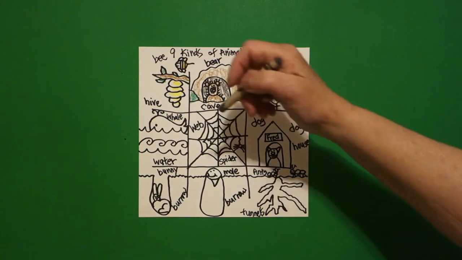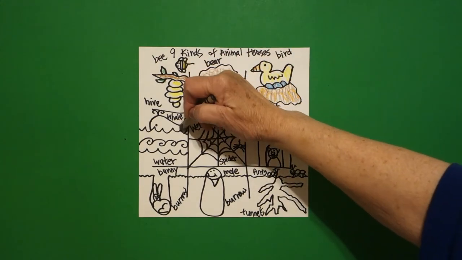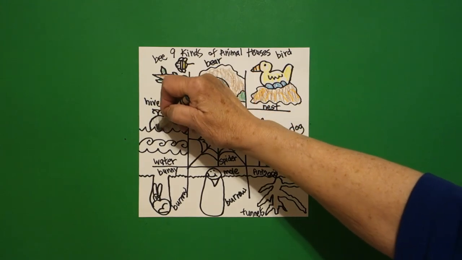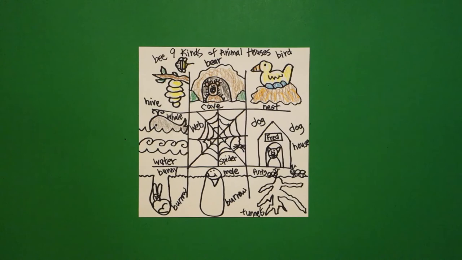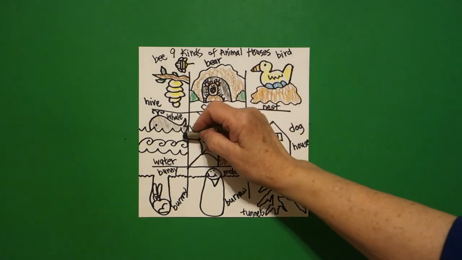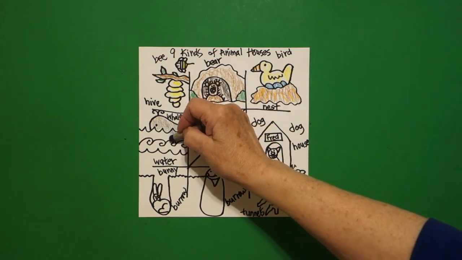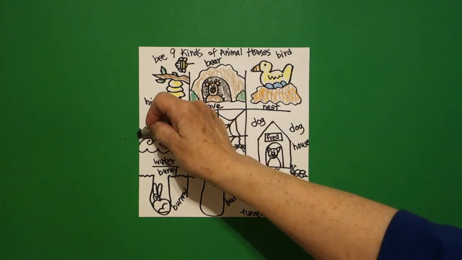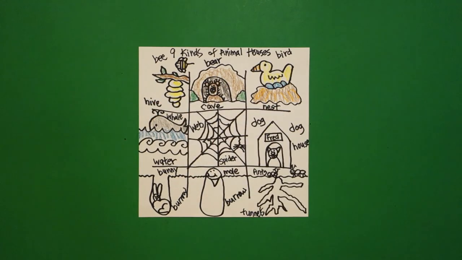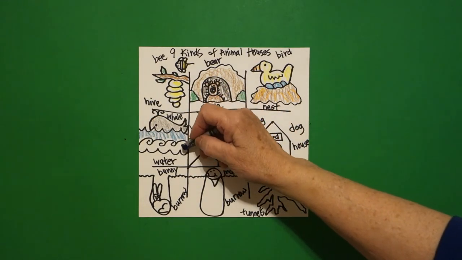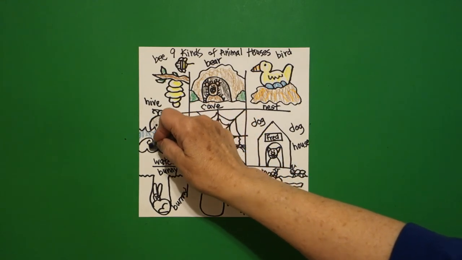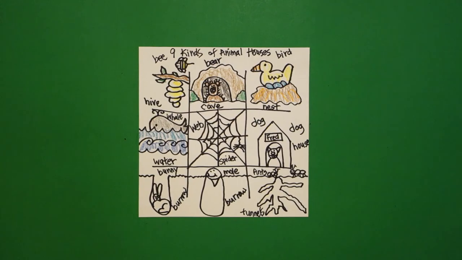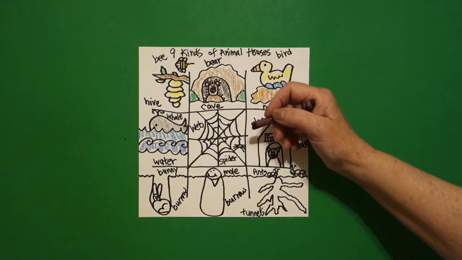Now my whale, I'm gonna make him gray. If you have gray. If you don't, you can do a light black. Not too dark. Blue-green water for my top layer. And then underneath my spirals, I'm gonna do regular blue. There's my whale. For my web, I'm gonna do purple.